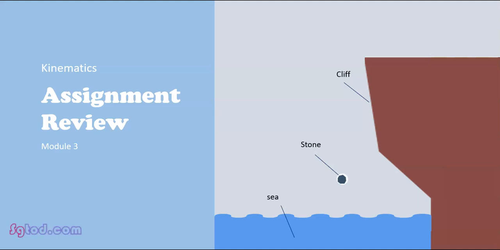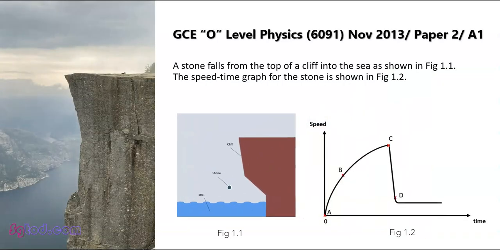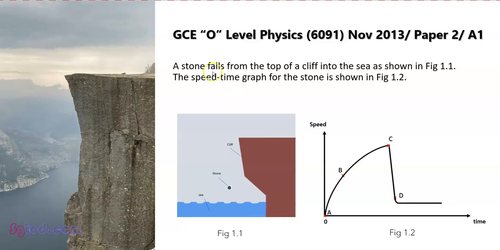In the previous lesson, I gave you the assignment to try out GCE O-level November 2013 Paper 2 Question A1. So let's review it. This question states that a stone falls from the top of a cliff into the sea as shown in Figure 1.1. The speed-time graph for the stone is shown in Figure 1.2.